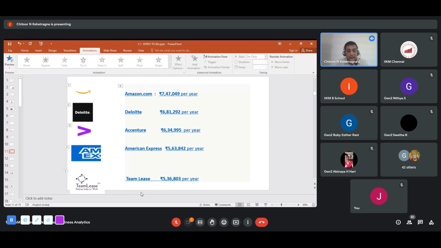Accenture, they're a US-based consulting firm. They offer almost 6 lakh 30,000. American Express, it's a bank, but the Indian operation provides a lot of back end support for Amex in the USA, the credit cards, a lot of things, 5 lakh 63,000 per year. This is again February 2023. These are jobs.